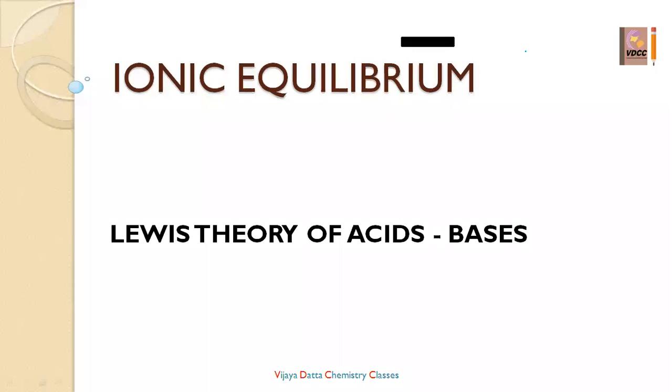As we are discussing ionic equilibrium theories, already in the previous videos we have discussed the Arrhenius concept and Bronsted-Lowry theory. So today I am going to discuss the Lewis theory. What is the Lewis theory? How has he considered acid and base in his terms?